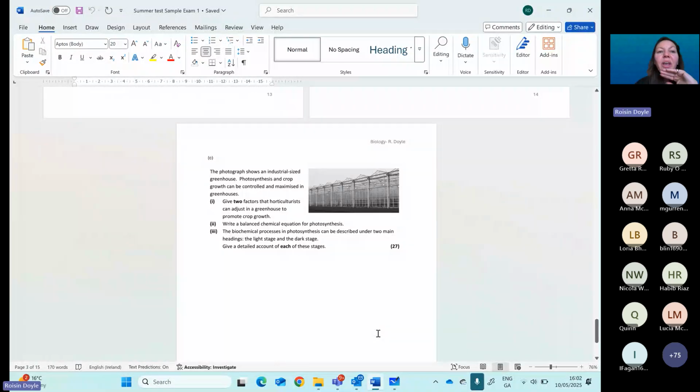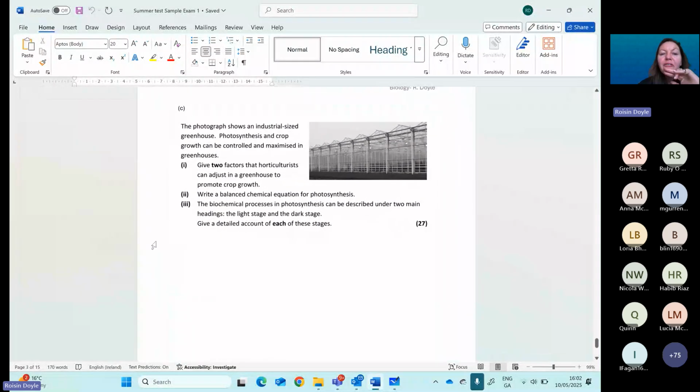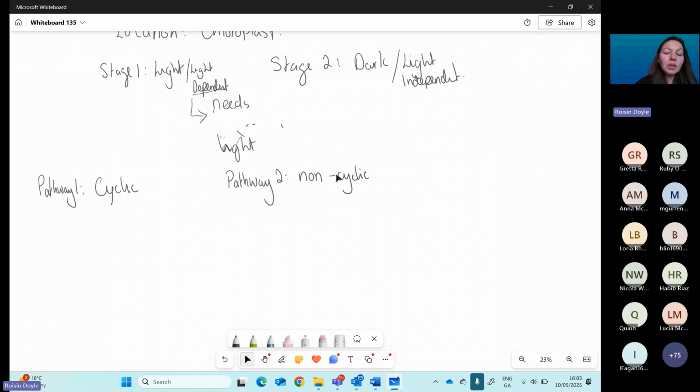Yes, I did. So if you notice here, my own 5th years in their sample summer exam, look what I asked them. I'm very mean to them. The biochemical process in photosynthesis can be described under 2 main headings, the light stage and the dark stage. Give a detailed account of each of these stages. And again, if any of you are familiar with doing past paper questions, this was either on a Leaving Cert or a deferred Leaving Cert paper. So they were official state papers. I've put up my own solutions to them. They've got access to solutions. I've written out solutions for them. And briefly I can show you those exact solutions that I've written for them.